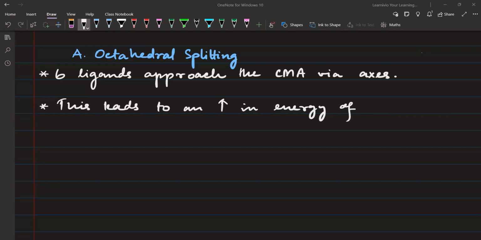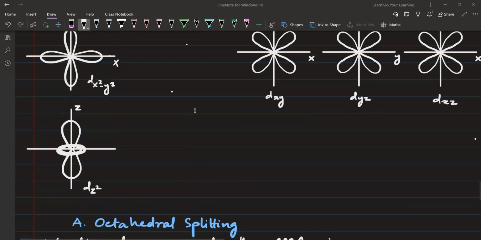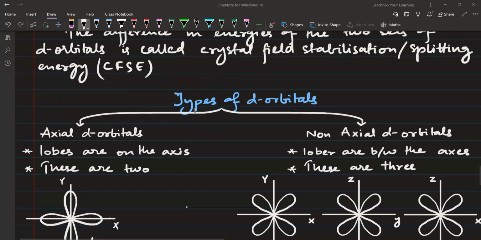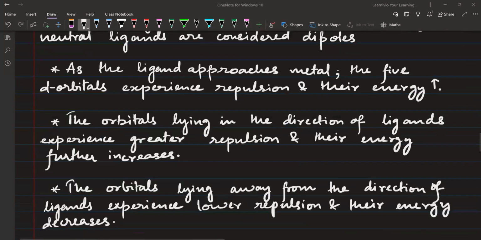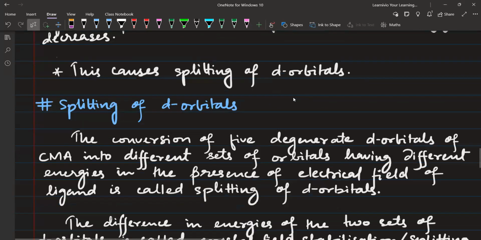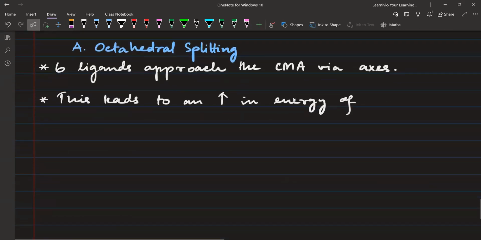So if the ligand is approaching, I think we have written this point. The orbitals lying in the direction of ligands experience greater repulsion and their energy further increases. The orbitals lying away from the direction of ligands experience lower repulsion and their energy decreases. So this leads to an increase in energy of axial d orbitals. Make sense, Harsha? Yes, sir.